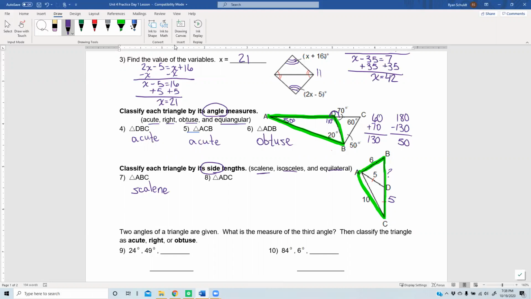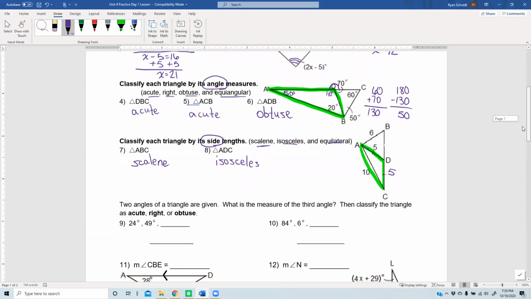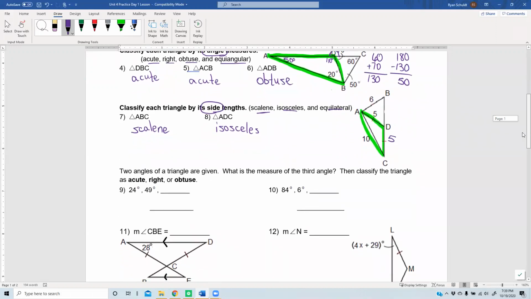Okay, now let's look at ADC. ADC, that's this triangle. Now I have two sides that are the same. So which one means two sides are the same? Isosceles. Or as one of my face-to-face students likes to say, isosceles. But that's not how you say it. It's isosceles.